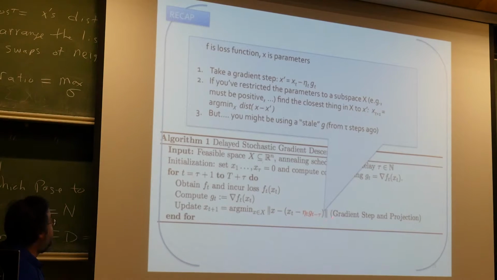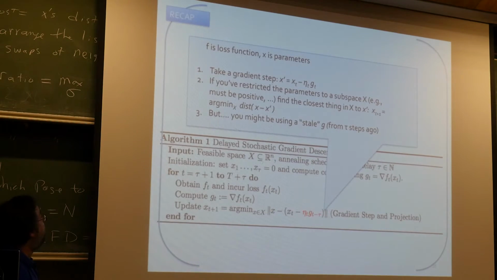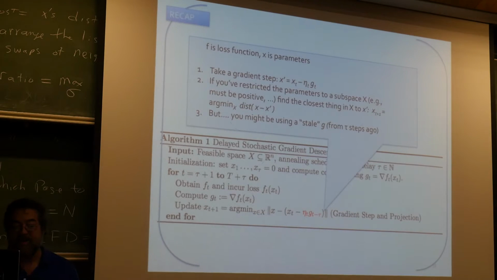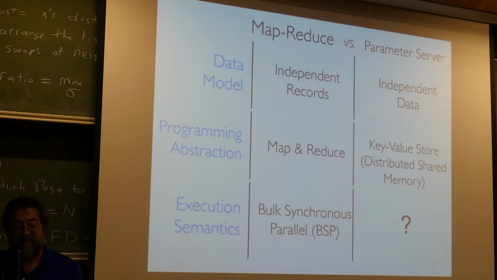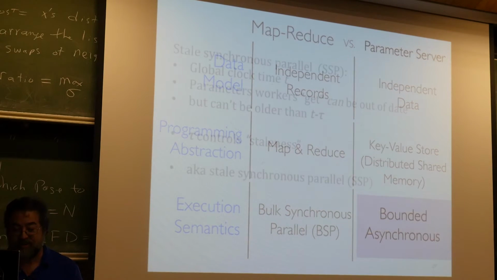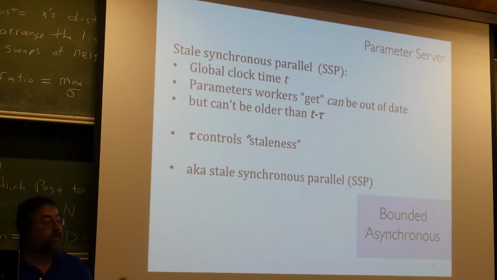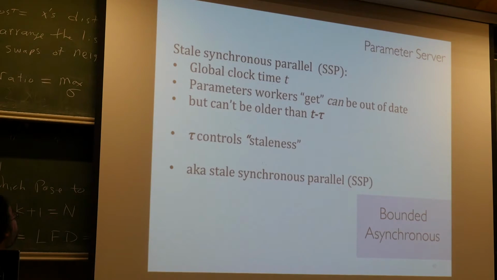So that's why we look at this model here where we have a bounded delay. And in the parameter server setting, this is called bounded asynchronous. And the semantics are pretty simple. There's this global clock time, okay?